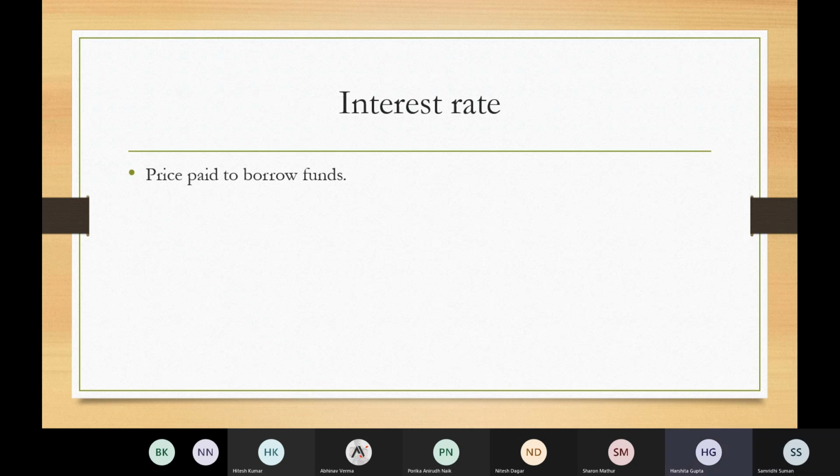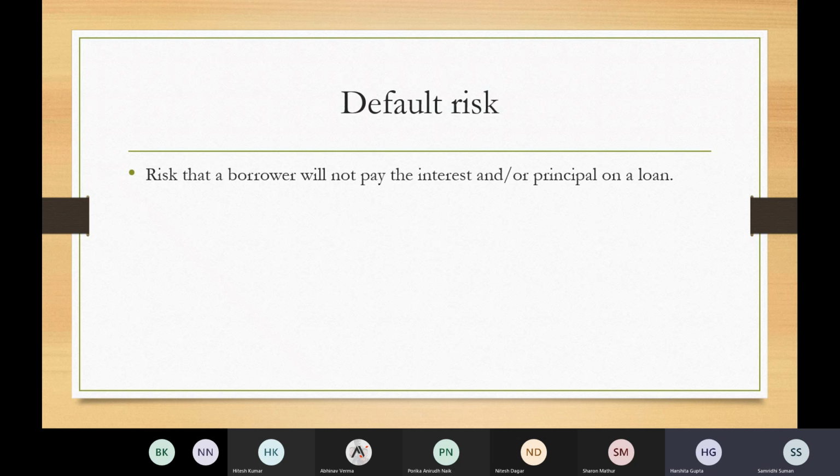So interest rate is that price which is paid to the borrowed fund. So supposedly if I'm taking a loan of 10 lakh and it's of 10% interest, then that 10% will be my interest rate. Moving forward, we have default risk, which is the risk that a borrower will not pay the interest and or the principal on a loan amount. Okay, so in this PPT, we have a lot of definitions which I'll be covering. If anywhere you guys have any problem in understanding any concept, please interrupt in between.